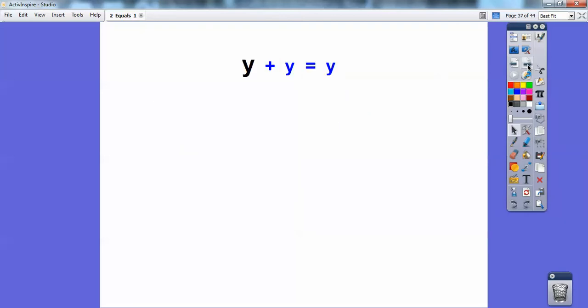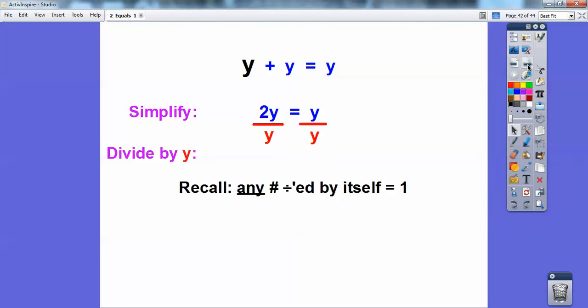So y plus y equals y, and then I'm going to simplify. y plus y is 2y equals y. Now I'm going to divide both sides by y. And then remember, any number divided by itself equals 1. So here I have y over y, that equals 1. Here I have y over y, that equals 1. So I'm left with 2 times 1 on this side equals 1 on this side, and 2 times 1 equals 2. So there you go, 2 equals 1.